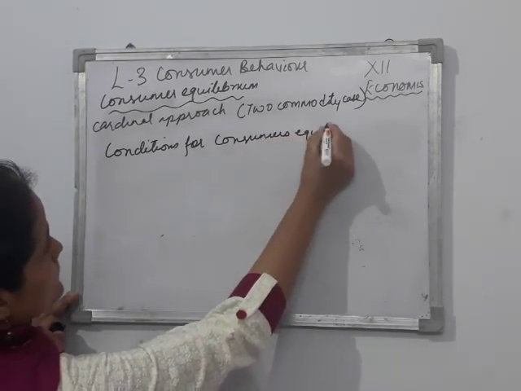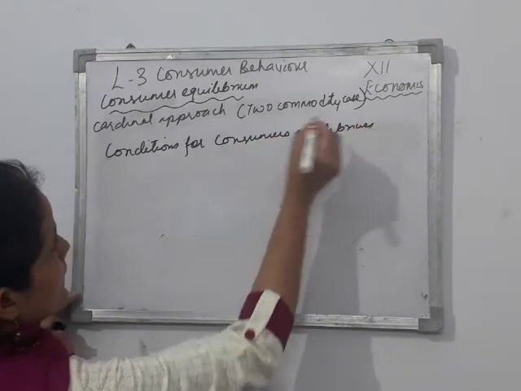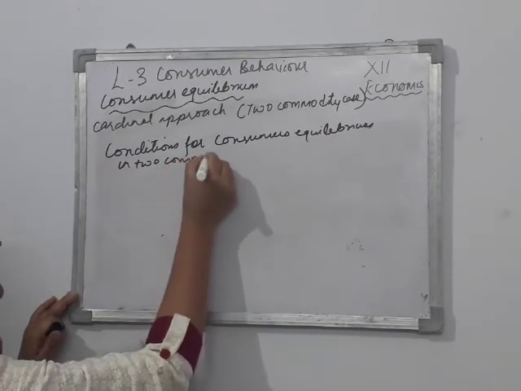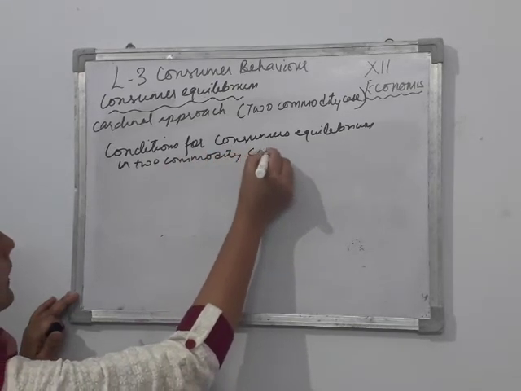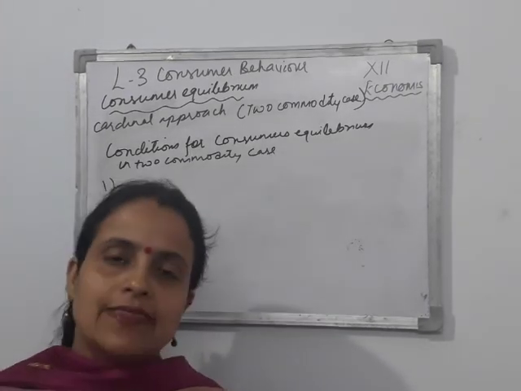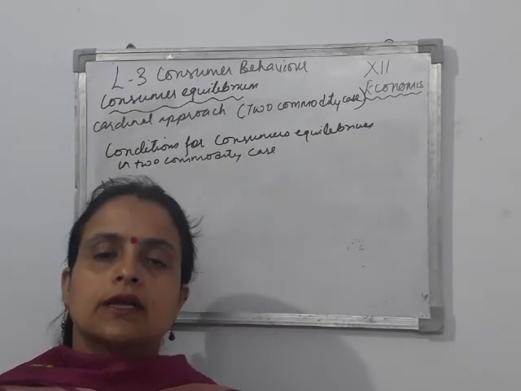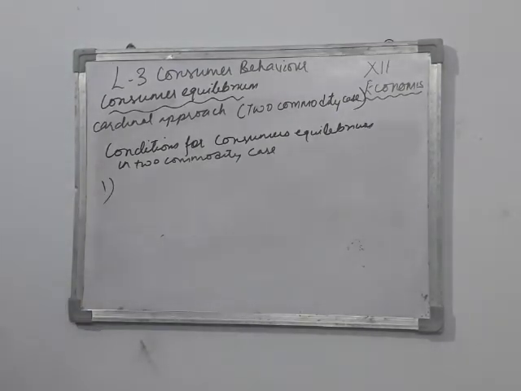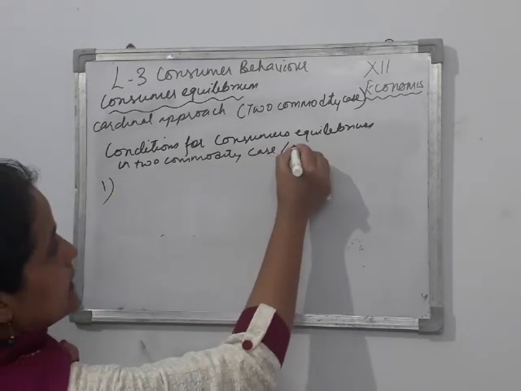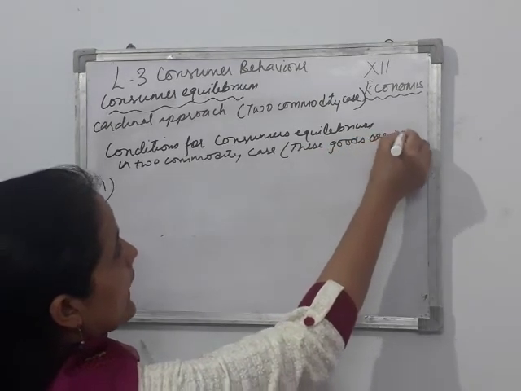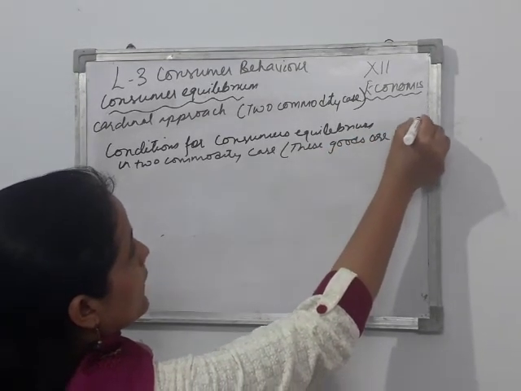Consumer equilibrium in the two commodity case. What are the conditions? Now I'm telling you about the conditions that are required for the consumer's equilibrium in the two commodity case through the cardinal approach. So here we are purchasing two goods. First of all, keep in mind that we are talking about two goods, and these goods are X and Y.